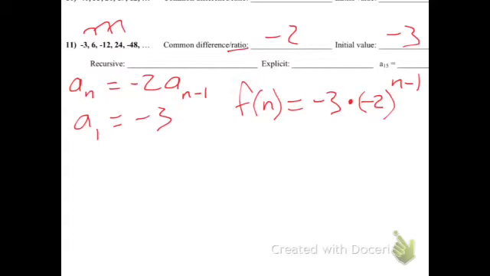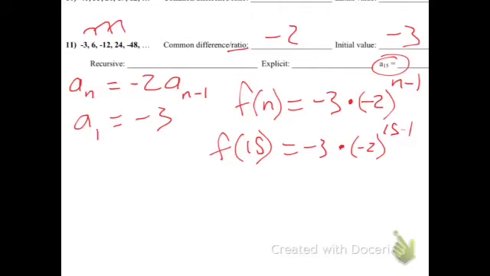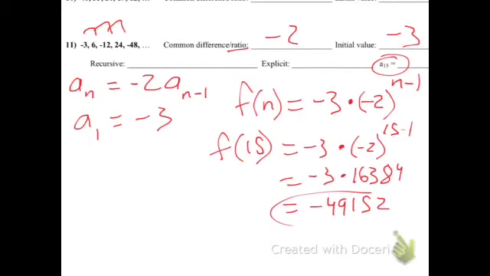And when you have a negative that's being multiplied each time, make sure you put it in parentheses so your sign stays the same. To get the 15th term, plug in 15 into the function. So you get negative 3 times negative 2 to the 15 minus 1 power. So that's negative 2 raised to the 14th power. And that's going to give you a positive 16384 times the negative 3 in there. You're going to get negative 49152. And that's our 15th term.